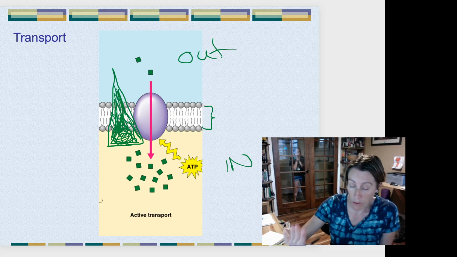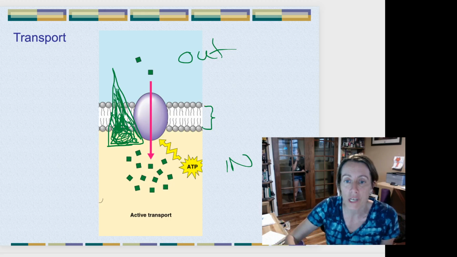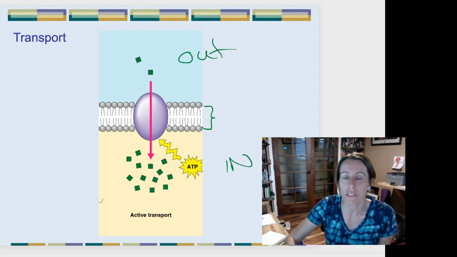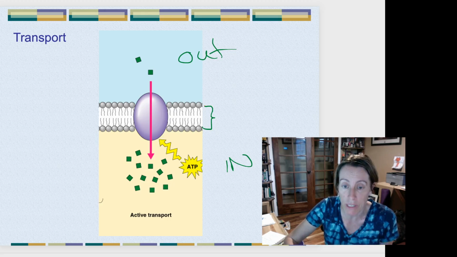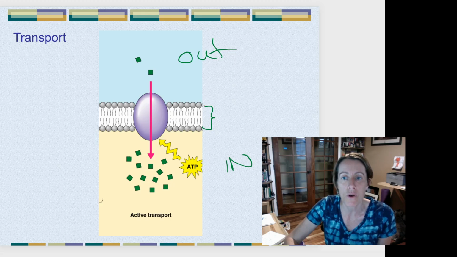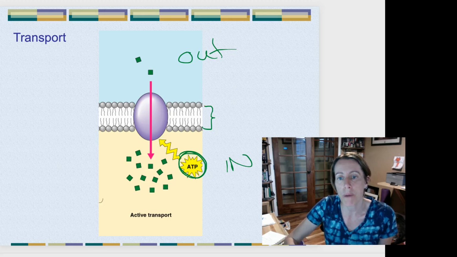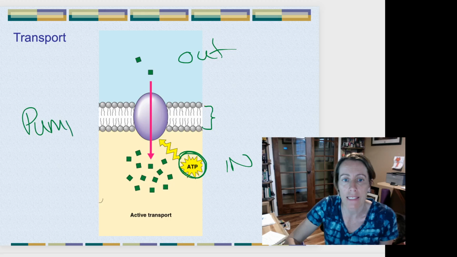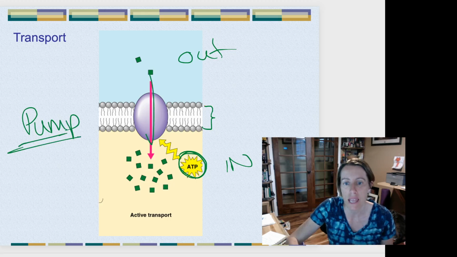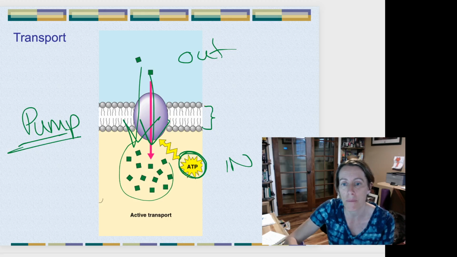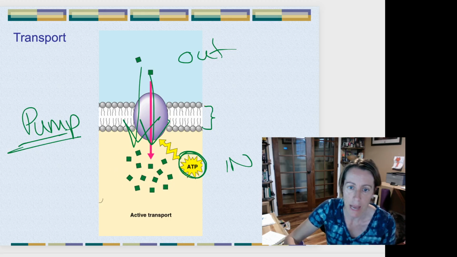So if you were to leave these green squares up to their own devices, they really want to go this way. But your body doesn't want that. Your body wants to do the opposite. Your body wants to accumulate big green squares on the inside. So to make more green squares come to the inside, we're going to have to force them in. And that's going to take effort and energy, and that's what this ATP is showing here. So this is actually a pump. This is the protein acting like a pump, pushing green squares into the cell opposite to the direction they actually want to go, so that we can accumulate a big old puddle of green squares down here in the cell.